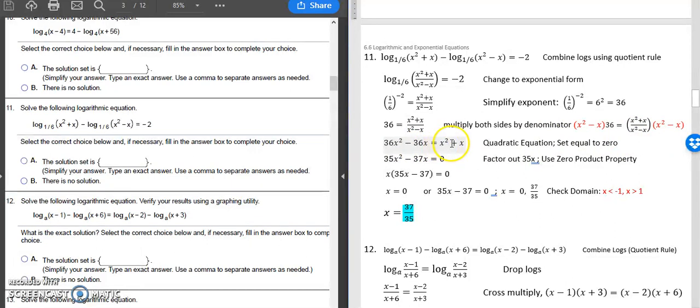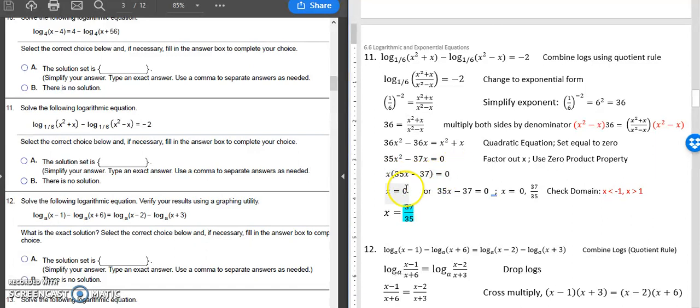Now we see we have a quadratic equation and we need to solve it. But first we're going to need to get everything on one side and have it set equal to 0. So we subtract x squared from 36x squared. That's how we get the 35x squared. We subtract x from -36x, and that is how we get the -37x. So now on the left side, we can factor out an x. We factor out the x, and we end up with x times 35x minus 37.